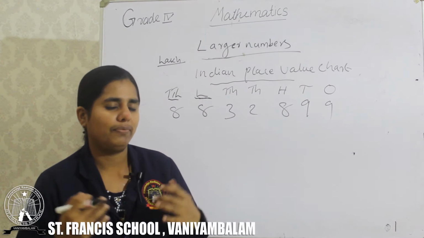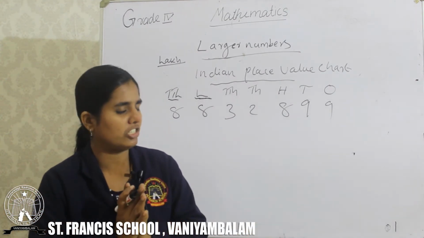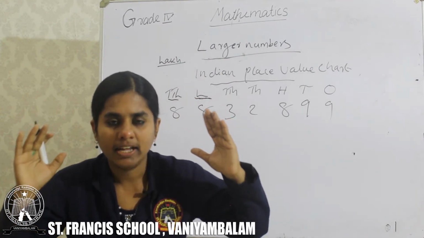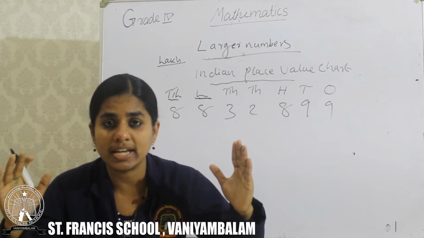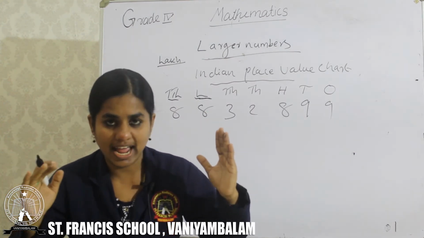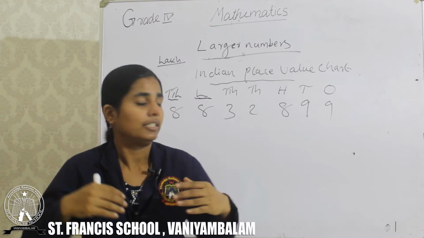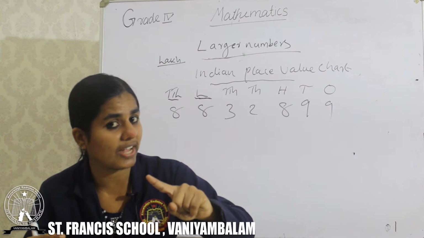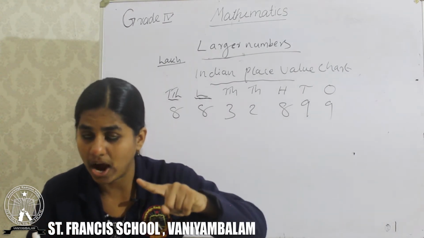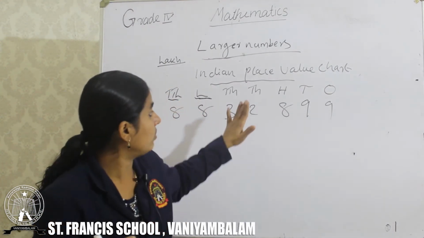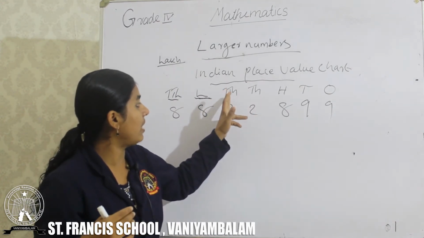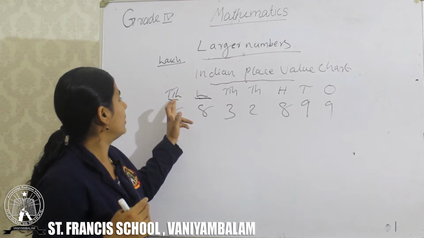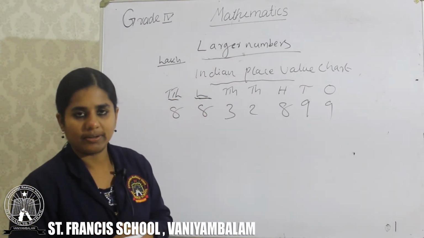Very simple. We know the place value chart in the Indian system of numeration: ones, tens, 100, 1000, 10,000, lakh, 10 lakh. First we have ones. To the left of the ones we have tens, left of the tens we have 100, left of the 100 we have 1000, left of the 1000 we have 10,000, left of the 10,000 we have lakh, then left of the lakh we have 10 lakh.